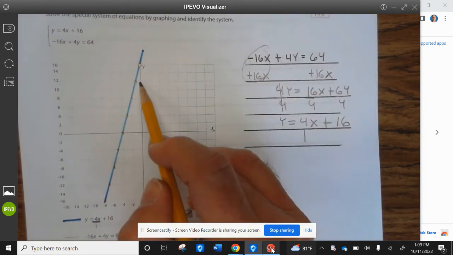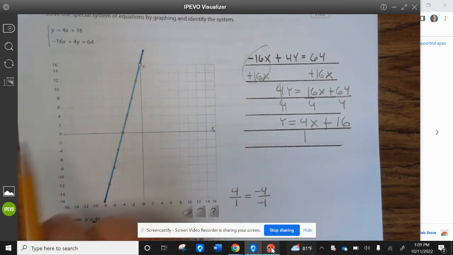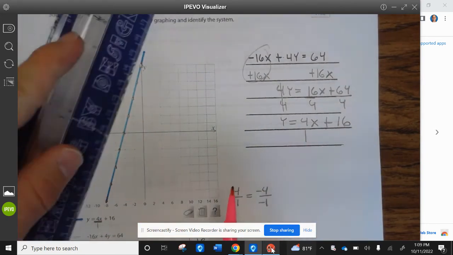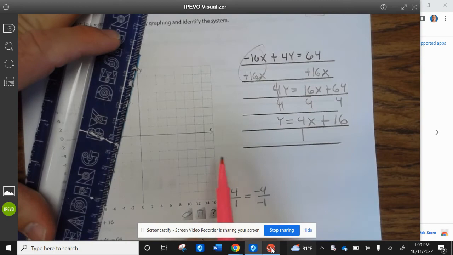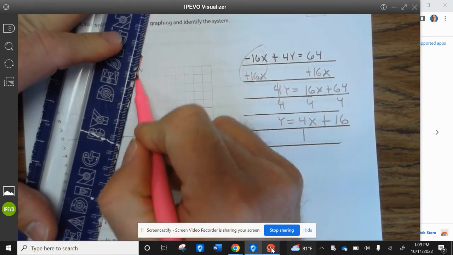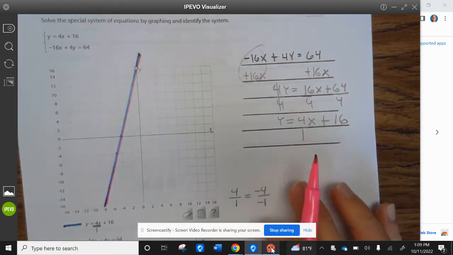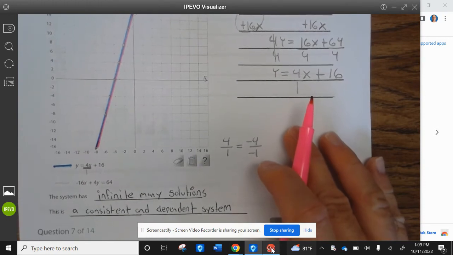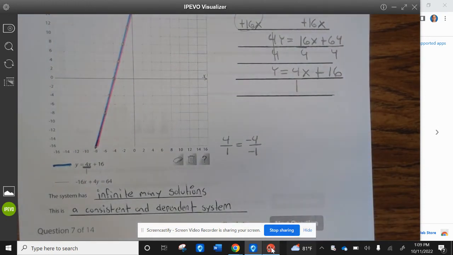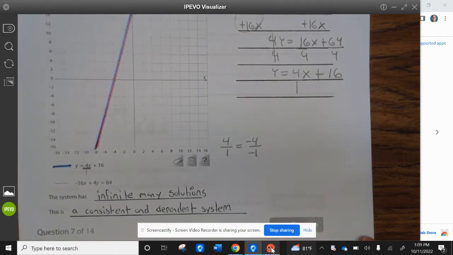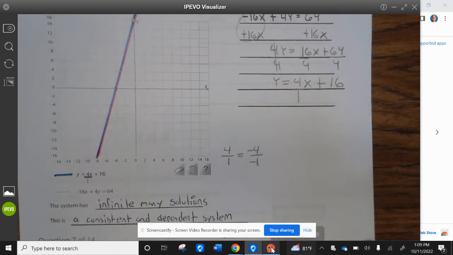So we would go down 4 to the left 1, down 4 to the left 1, down 4 to the left 1. So you see that this is the same line. So the system has infinitely many solutions, and you can say that this is a consistent and dependent system. All right, go ahead and finish up example 7.